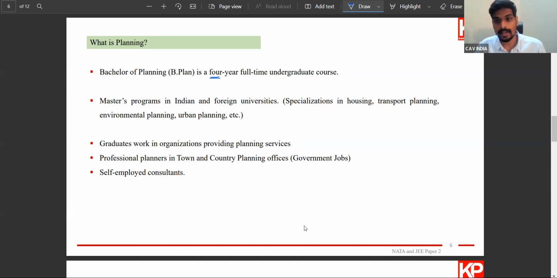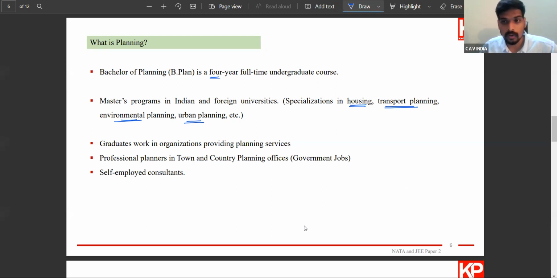You can also pursue your master's after that, but the field would be slightly narrowed down, as I told you. The specializations include urban housing, which focuses on designing housing units, basically large townships. Urban transportation planning focuses on designing public transport in cities, roads, what should be the size of the roads, and what should be the layout of the roads in a city. Then you have environmental planning, which focuses on designing cities in a sustainable manner, with a concern towards the environment. You can also pursue your master's in urban planning. So these are various specializations which you can work towards after your B.Plan.